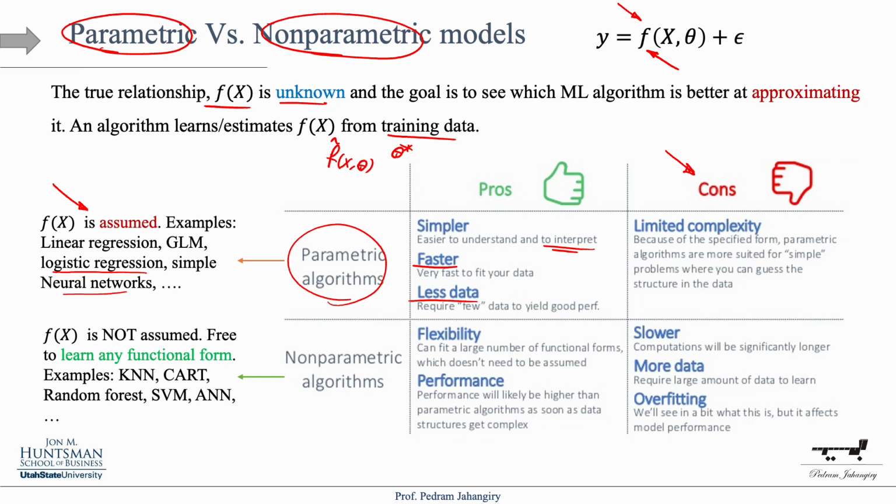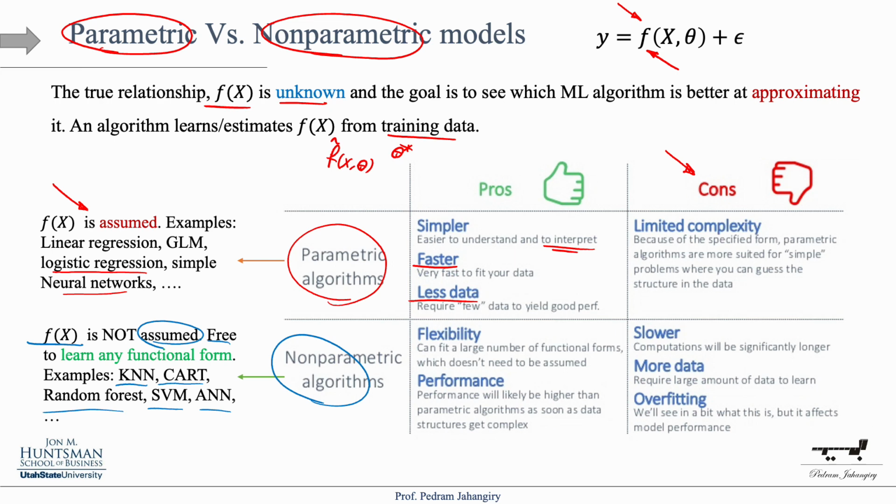So non-parametric models, and as you can guess, if f of x is not assumed, basically if you're not imposing any restrictions on the functional form of f of x, then we call it non-parametric, okay? This basically means that the model is free to learn any functional form, right? So the examples are, for example, k-nearest neighbors, classification and regression trees, random forest, SVMs, artificial neural networks, and etc. These are the examples of the non-parametric algorithms.